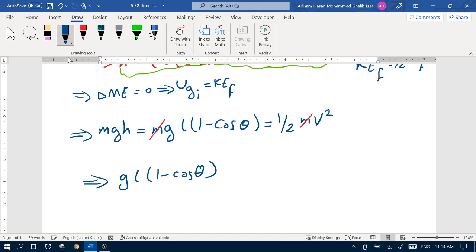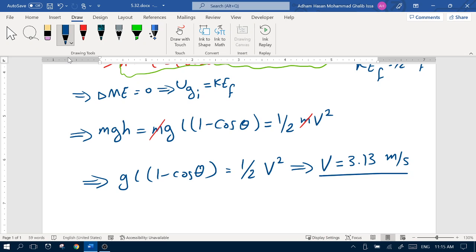is equal to 1 over 2 v squared. Use your calculator or do it by hand, plug in the numbers. It's very easy to find that the velocity will be 3.13 meters per second. Again, I don't pay much attention to the significant figures, rounding, and stuff like this, but this is a really good answer in terms of 3 significant figures.